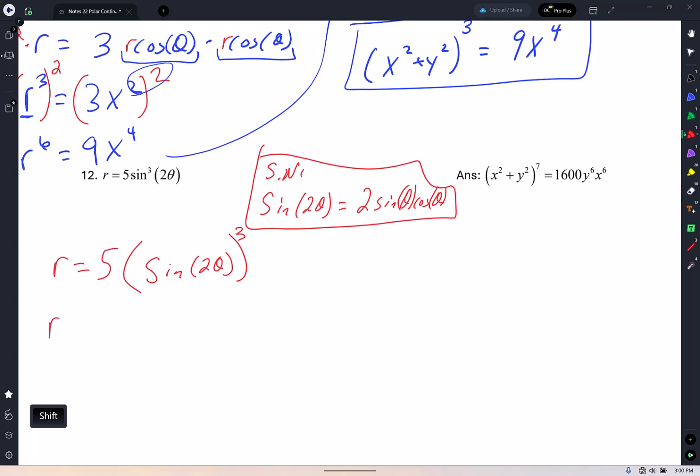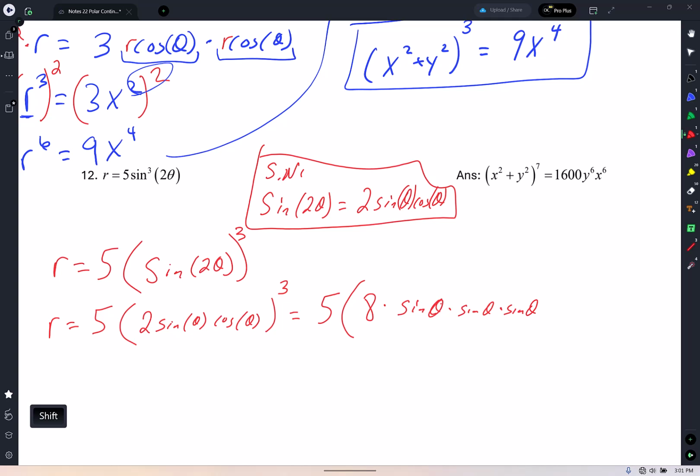Here we go. r equals 5 parenthesis 2 sine theta cosine theta close to the power 3. It was already part of the problem. All right, 5, giant parenthesis. I'm using my law of exponents. What is 2 to the 3rd power? 2 times 2 is 4, and 4 times 2 is 8. You can say sine cubed, but instead I'm going to say sine theta times sine theta times sine theta. Isn't that what sine cubed means?